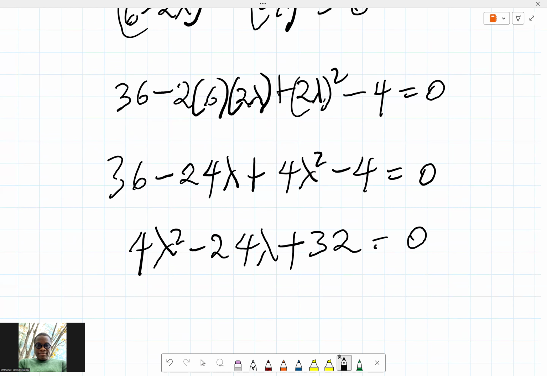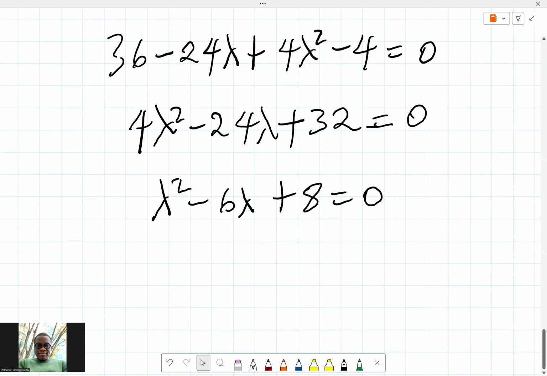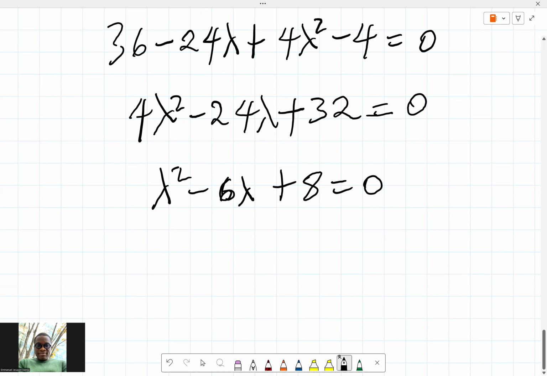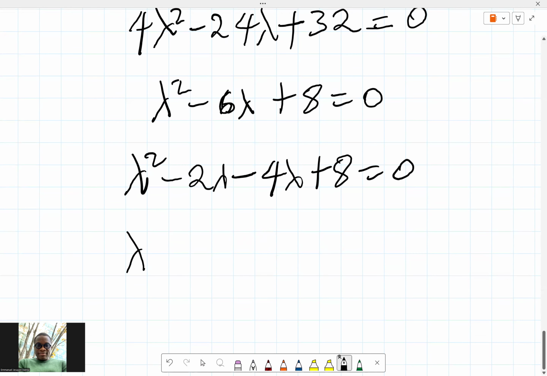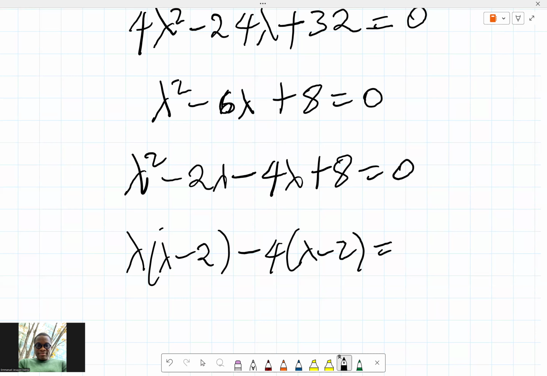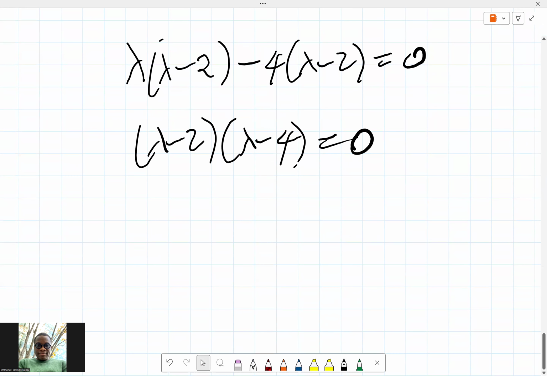We can divide through by 4. So we have lambda squared minus 6 lambda plus 8 equals 0. We need to factorize. 2 times 4 is 8, and 2 plus 4 is 6. So we can quickly go lambda squared minus 2 lambda minus 4 lambda plus 8 equals 0. That means lambda into (lambda minus 2) minus 4 into (lambda minus 2) equals 0. So that means (lambda minus 2) into (lambda minus 4) is equal to 0. So that's coming well. We have our two lambdas.